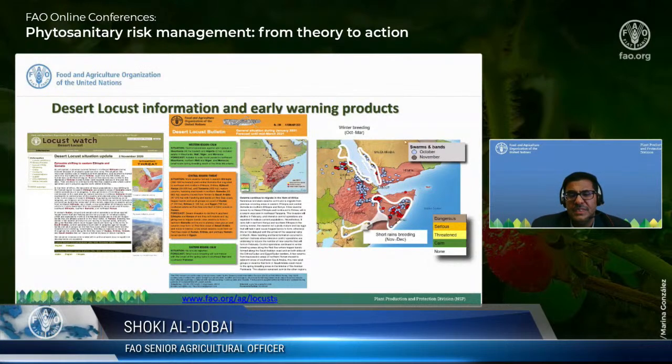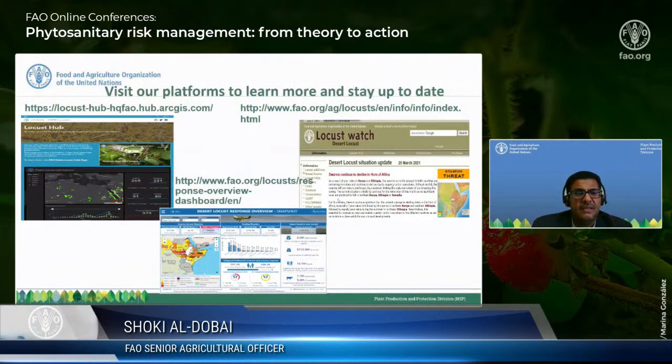These are maps that we produce from our systems, like the Swarm GIS and so on. And you can visit our website, of course, the Desert Locust Watch, for up-to-date information and all documents and all guidelines and all relevant publications related to desert locust control. This again is just to show the links to the different websites I presented before: the Locust Hub, Locust Watch, and also the dashboard. With this, I would like to thank you.